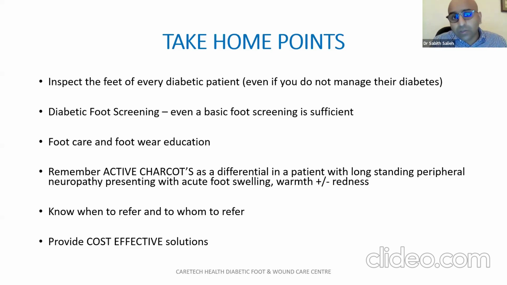Remember active Charcot. That's the case scenario today, as a differential in a patient with long-standing peripheral neuropathy presenting with acute foot swelling. Because by having that at the back of your mind, you can potentially save that person from an amputation. Know when to refer and whom to refer, and always remember to provide cost-effective solutions. That's the beauty of being a GP: you have to understand the patient, their background, their financial situation, and be able to come up with a cost-effective solution for them.